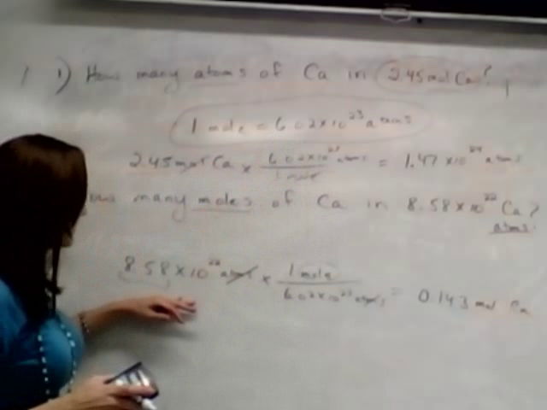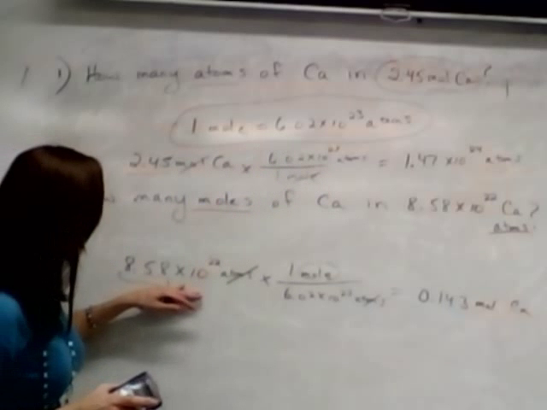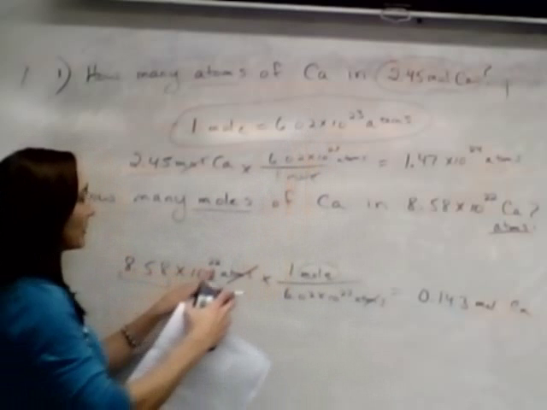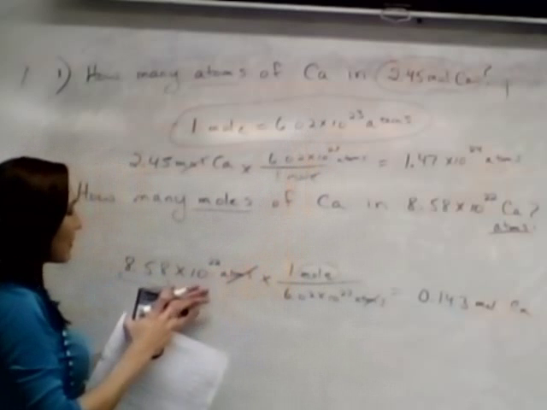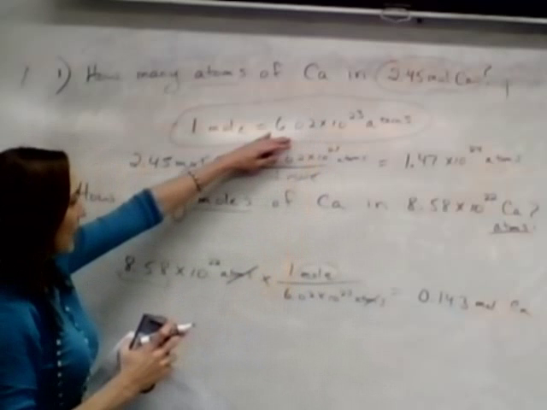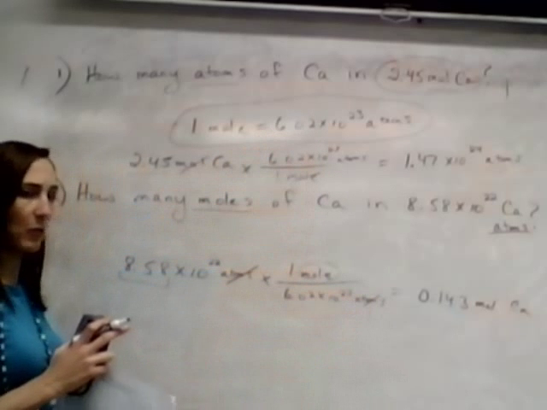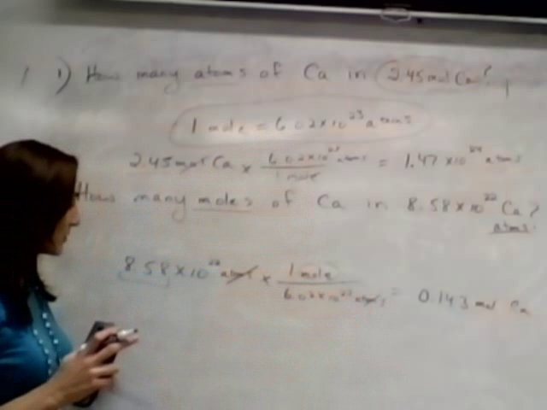The second problem, so 8.58 times 10 to the 22nd. Well, the base number is bigger than this Avogadro's number, but the exponent is smaller. So that means that this number of atoms is less than what I have in 1 mole. So notice that my answer comes out to be less than 1 mole, which should make sense to us.